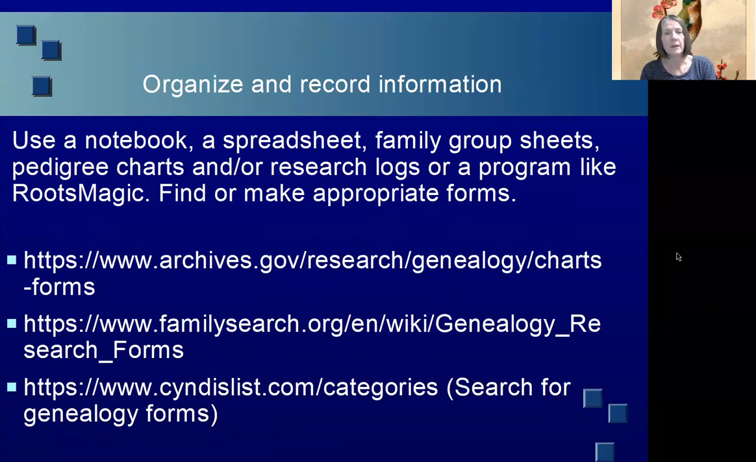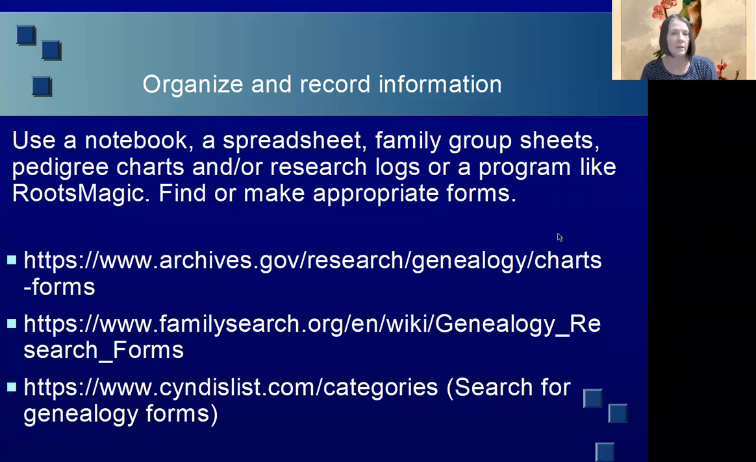So once you've found as much information as you can, you're going to record that information using a notebook. You can use a spreadsheet, family group sheets, pedigree charts, and research logs, or a program such as Roots Magic. I know a lot of people really love Roots Magic. It has a new thing on it now that you can use as a research log. So if you haven't used Roots Magic before, I really recommend that you check it out.